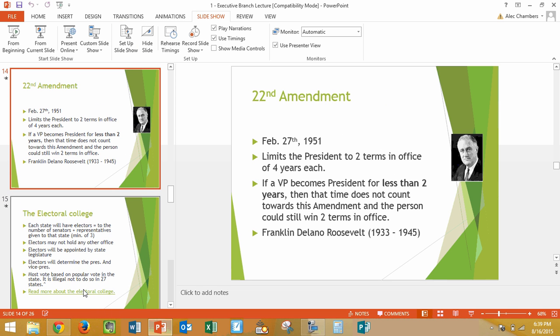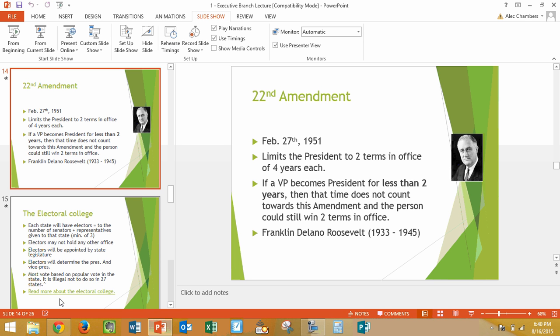The 22nd Amendment in 1951 limited the president to 2 terms in office. This was because of Franklin Delano Roosevelt, better known as FDR. He started serving as president of the United States before World War II. He was a wartime president. Remember, the United States joined the war in 1941.